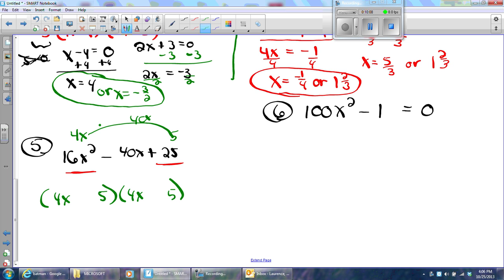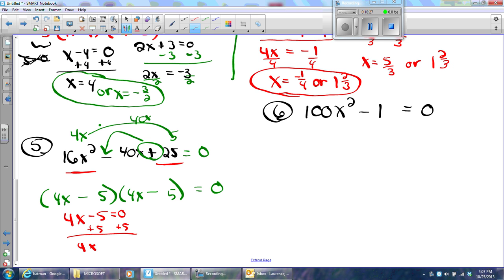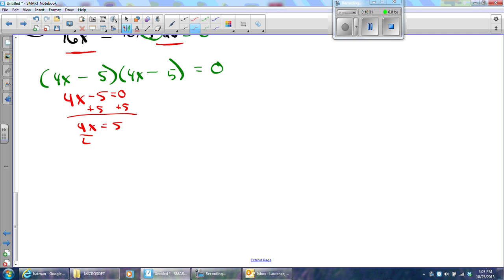I got a plus here. It means that sign shows up twice. Minus, minus. This equals 0. It's supposed to equal 0. I must not have written it. Now, I'm going to set 4x minus 5 equal to 0. I'm going to solve for x. 4x is going to equal 5, which means that x is going to equal 5/4 or 1 1/4.